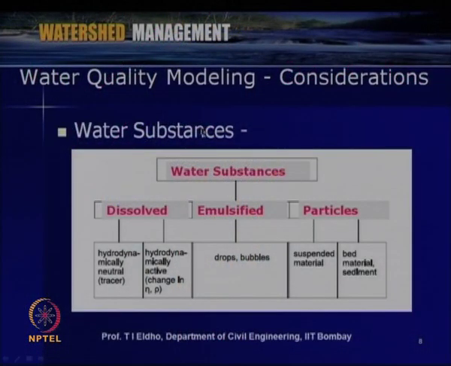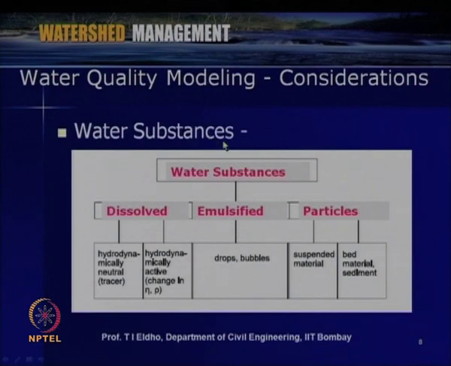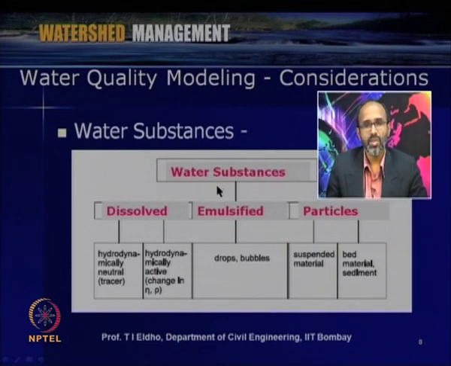So, when we look into water quality modeling, the various considerations we have to take into account are with respect to the various substances within the water. As we discussed, due to the various sources of pollution, the substances within the water can be either dissolved substances, emulsified substances, or particles within the water.